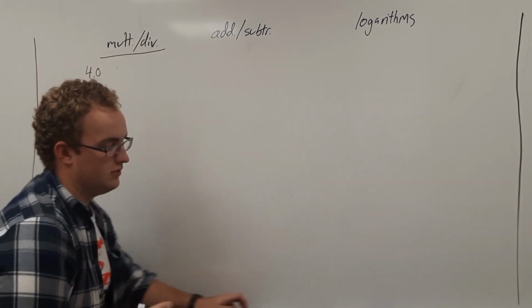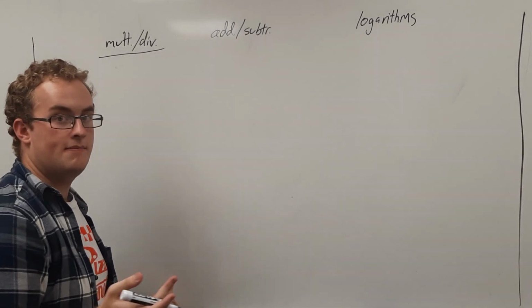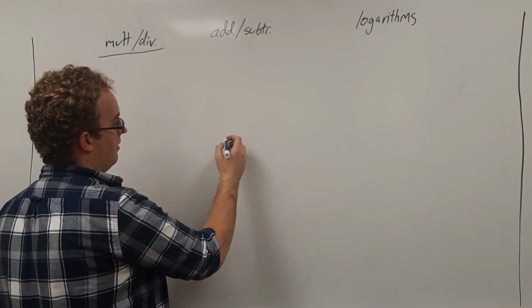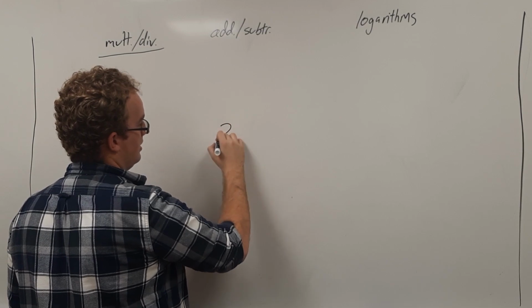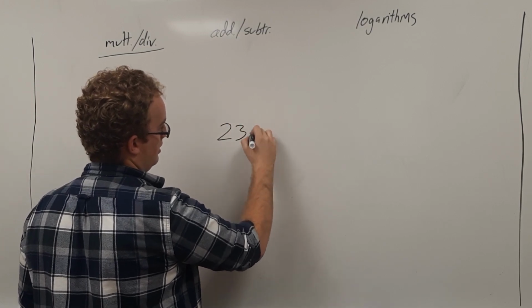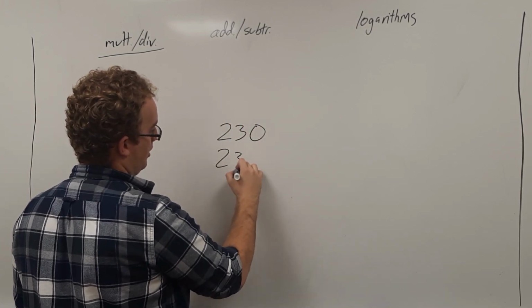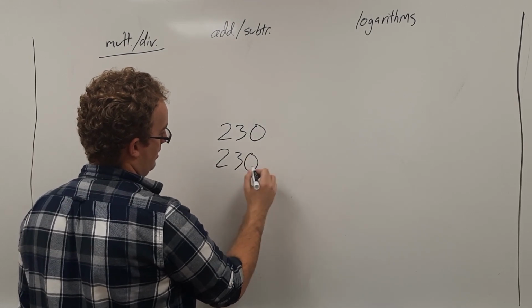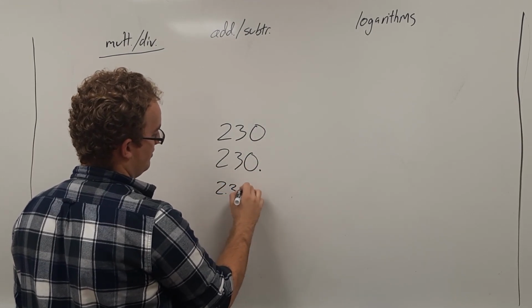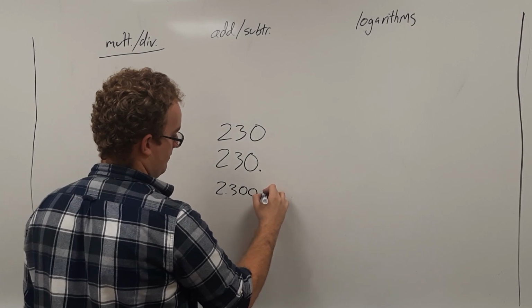Okay, actually, before I go over the rules, I should go over counting just the number of sig figs in a number. So I'll write down the same number in a few different ways, and then we can compare the number of sig figs in all of them.